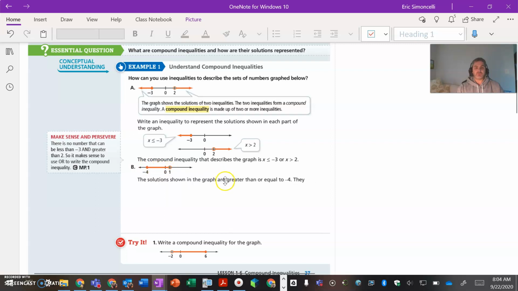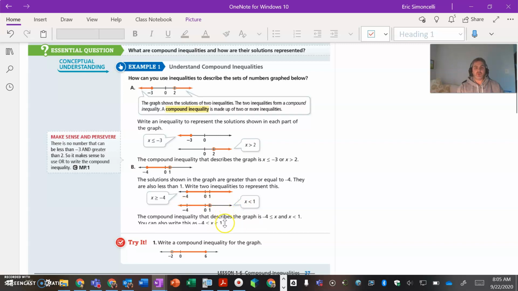So what do we have? Well, the solutions shown in the graph are greater than or equal to -4. They are also less than 1. So write two inequalities to represent this. The first of which you see, we have x greater than or equal to -4, because that's true. Greater than or equal to -4, so closed circle graph to the right. And then separate from that, we have x is less than 1 because we have an open circle and everything graphed to the left. The compound inequality that describes the graph is the following.